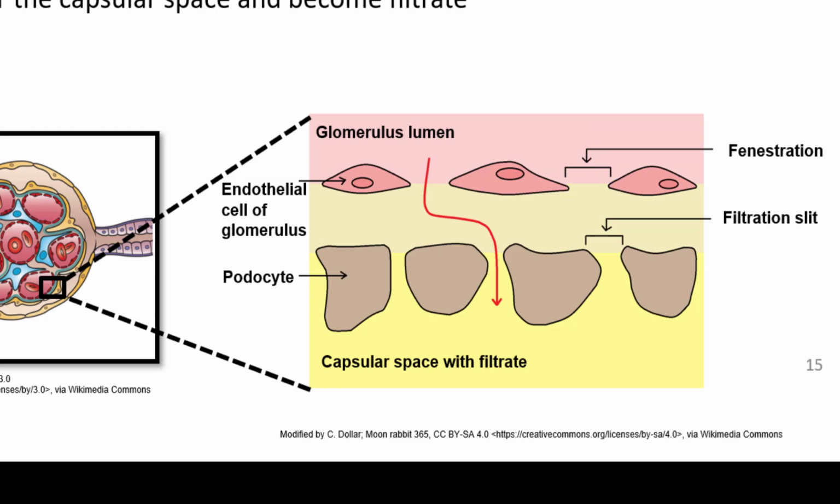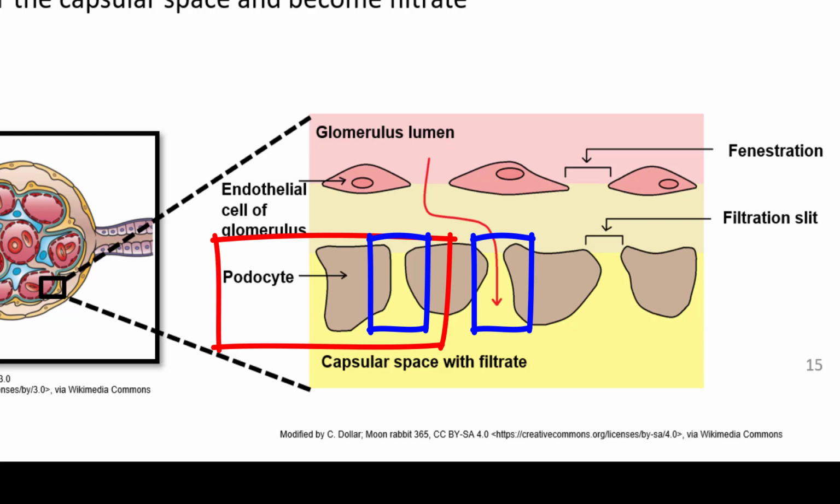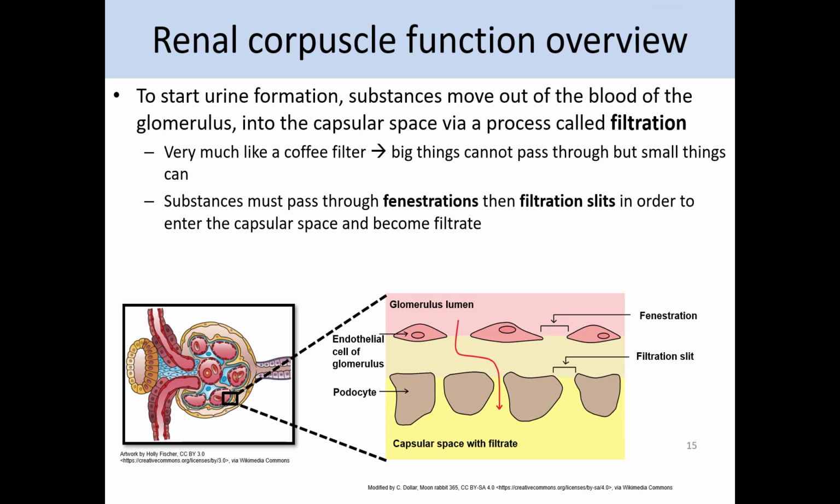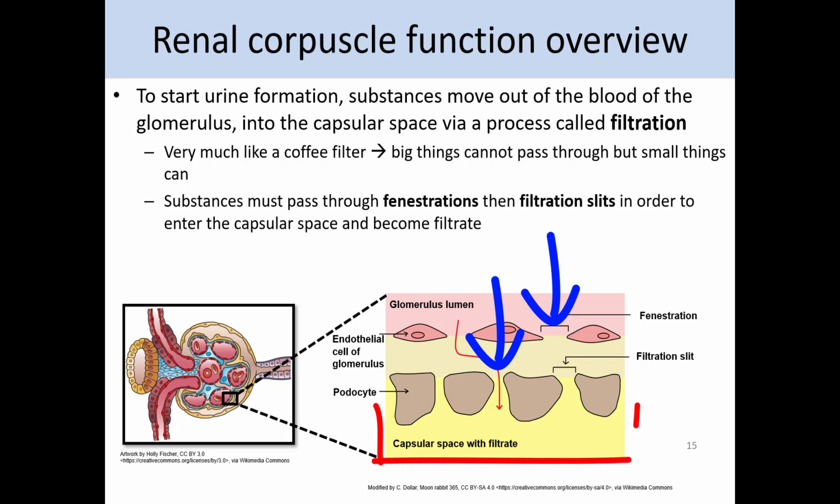It turns out that the outside of the glomerular capillary is coated with a type of cell called a podocyte. The podocytes, though, have little spaces between them, and those are called filtration slits. And like a fenestration, they are size selective. So really small things can get through, but bigger things like proteins can't get through. So in order for the filtrate to form, the substance has to cross the fenestrations of the capillary, and then they have to go through the filtration slits that are between the adjacent podocytes. At that point, the substance will be in the capsular space, and we will call it filtrate.